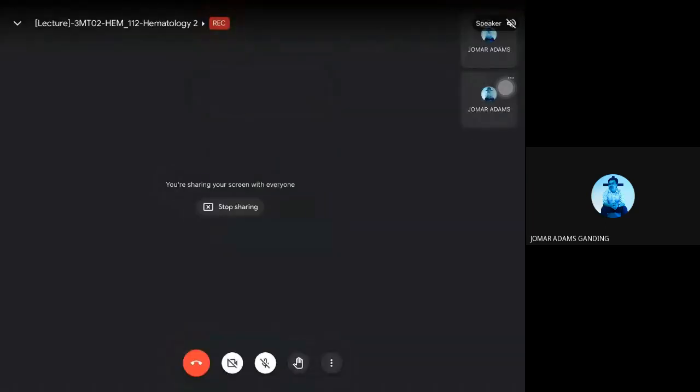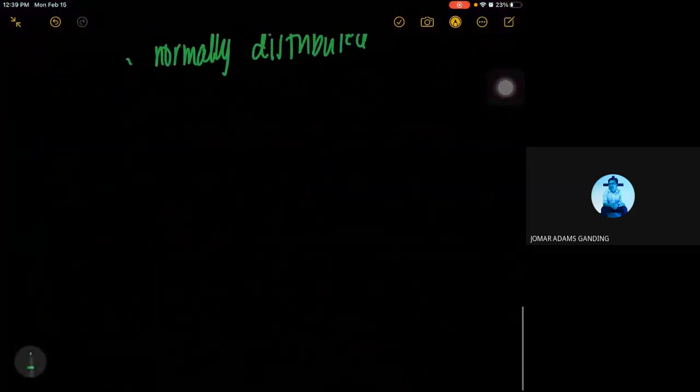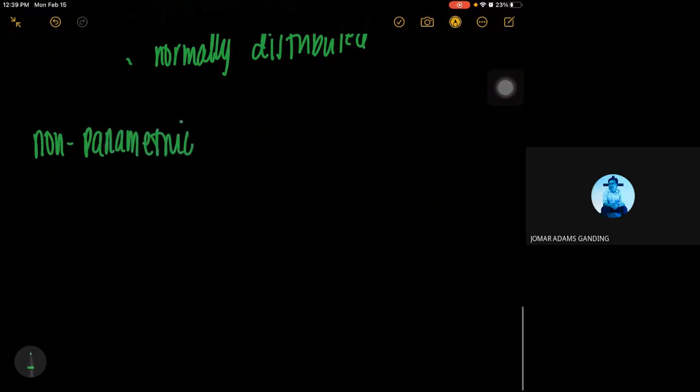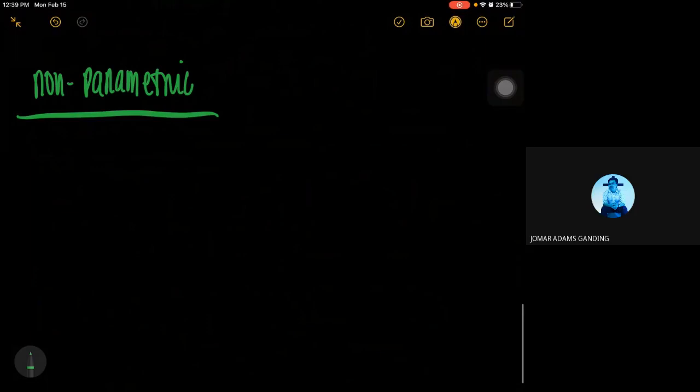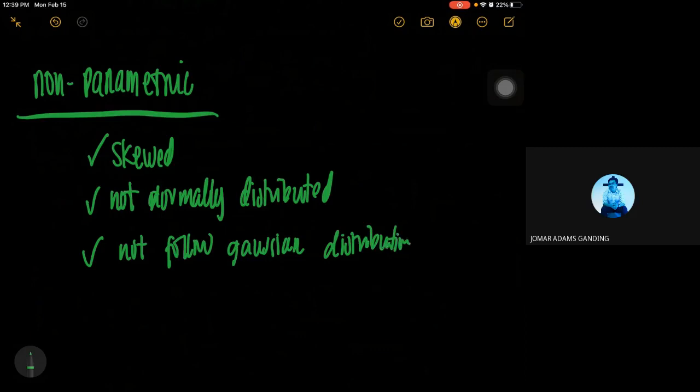So going back now to our figure kanina. What about for your non-parametric? What are the keywords here? They are skewed, not normally distributed, and not following the Gaussian distribution. So if this is the case for your data, then you would know that it's time to use the non-parametric.